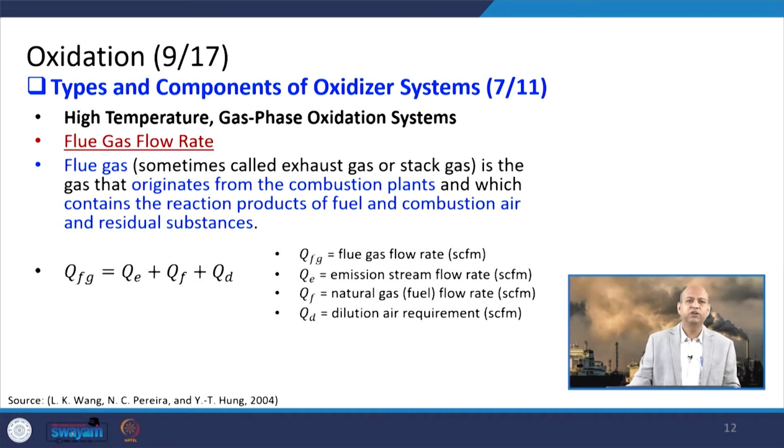Then when we talk about flue gas flow rate, like how to design those particular instruments, there are certain parameters which are important to know about, like the flow rate.